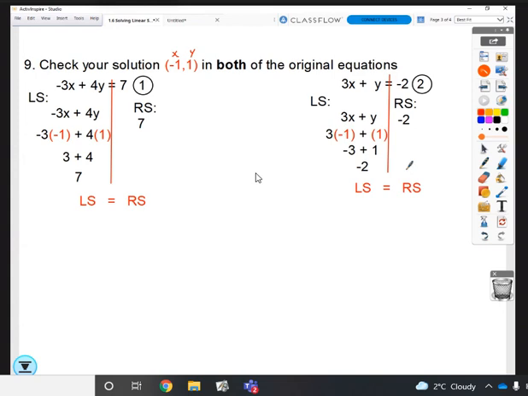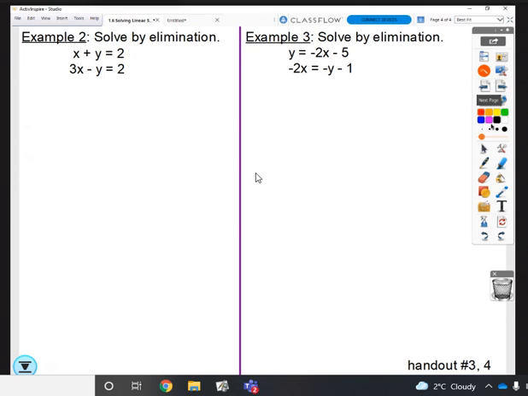Good? Okay. Let's do an example. Here we go. Solve by elimination. x plus y equals 2. 3x minus y equals 2. In example 2, which variable are we going to eliminate, the x or the y?